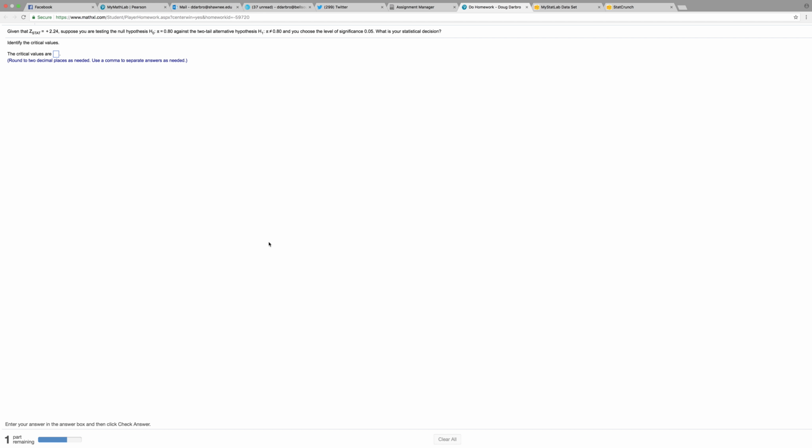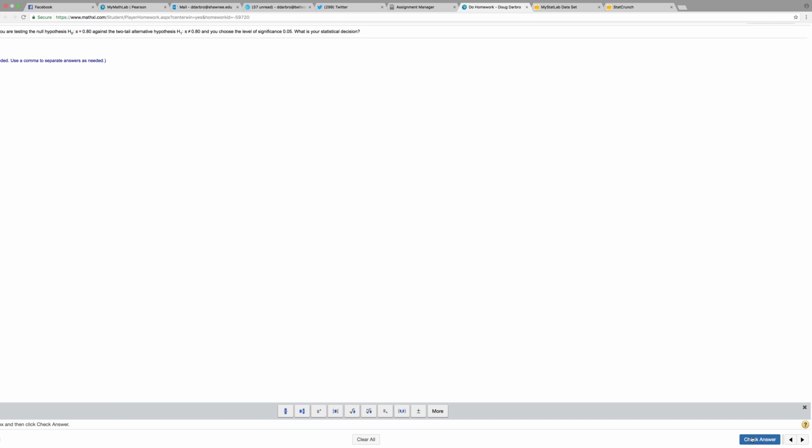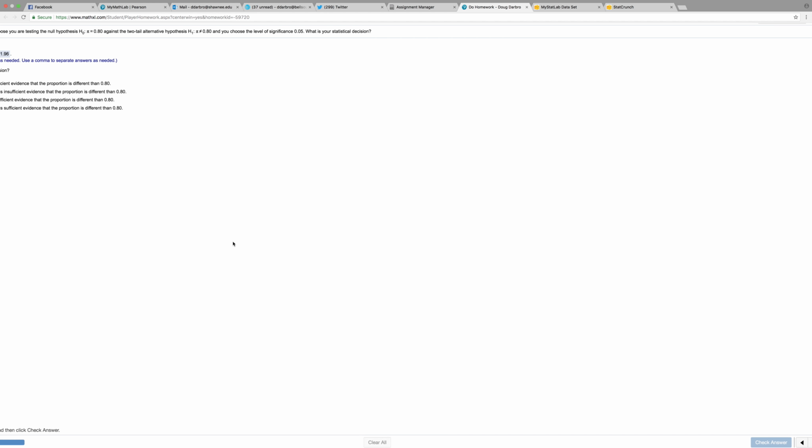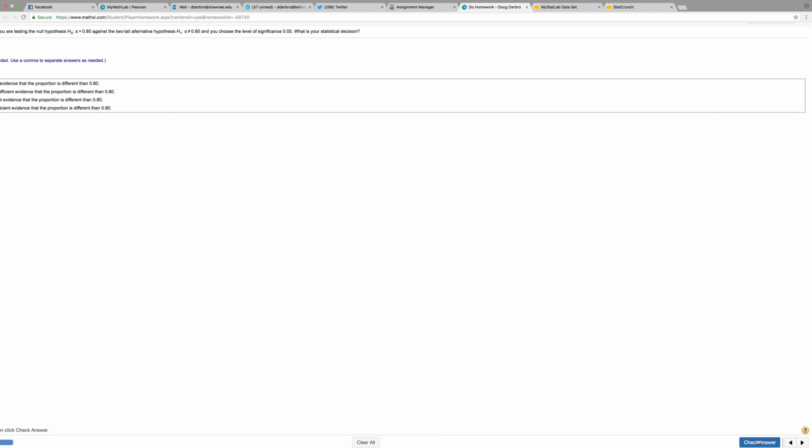All right, given our test statistic is 2.24, you're testing pi equal 0.8 against the two-tail alternative. What is your statistical decision? We know that negative 1.96 and 1.96 are our critical values. Our test statistic is outside, so we're going to reject because there is sufficient evidence to say the proportion is different.